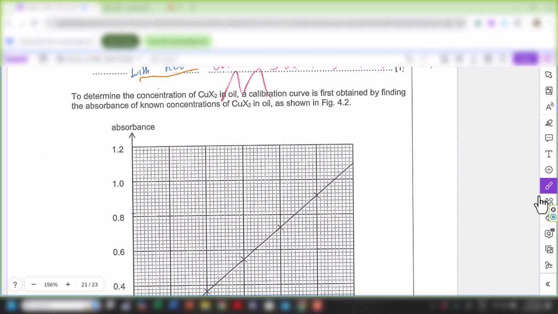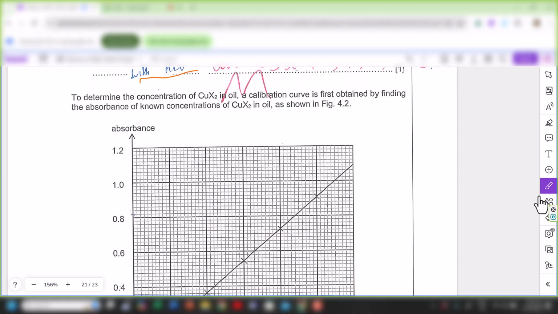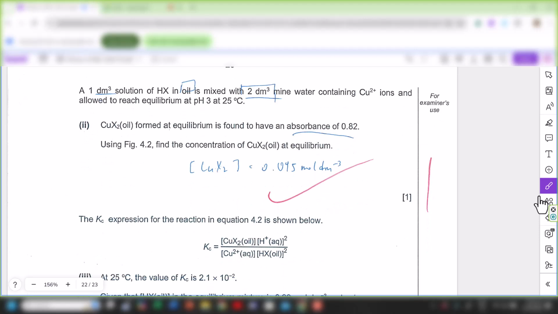Then they give you this graph on the absorbance. This is called a calibration curve. If you remember the planning question, the consolidation exercise I gave you guys, the 2013 A-level paper, that one is on copper 2. Same thing. This is called a calibration line. You can revise that for your planning as well.